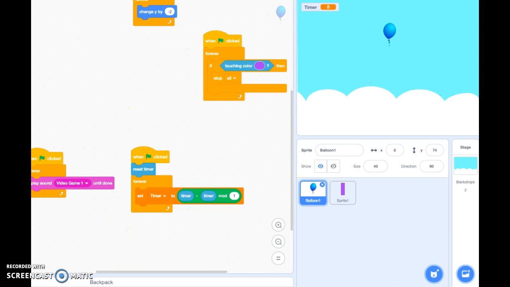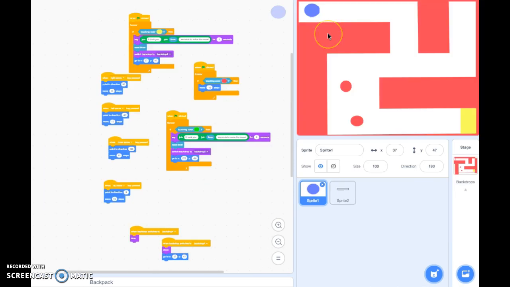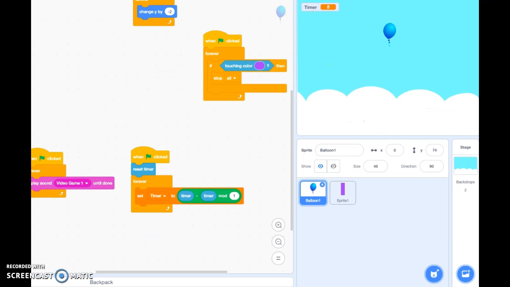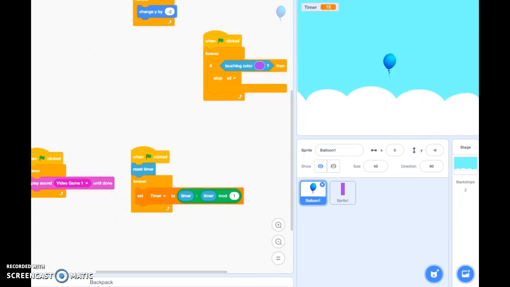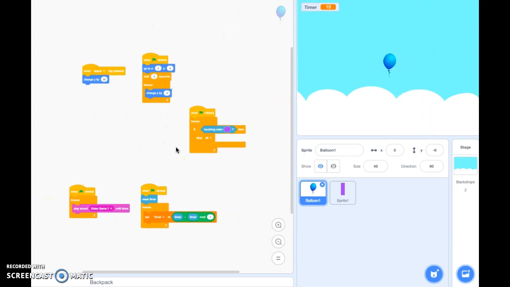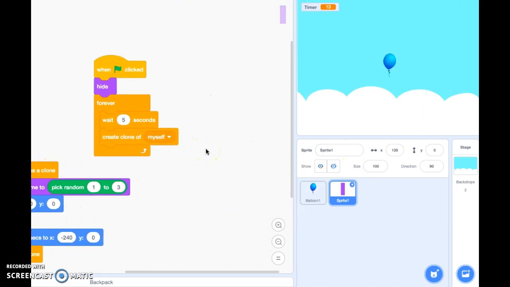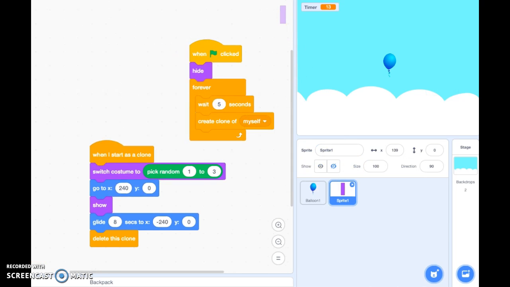Alright, and I also forgot to mention that the maze was the one where I did the extensions, and I added more levels, and I also added the timer. And then here is the third project. And that is all the coding for that project. Just kind of like a Flappy Bird.